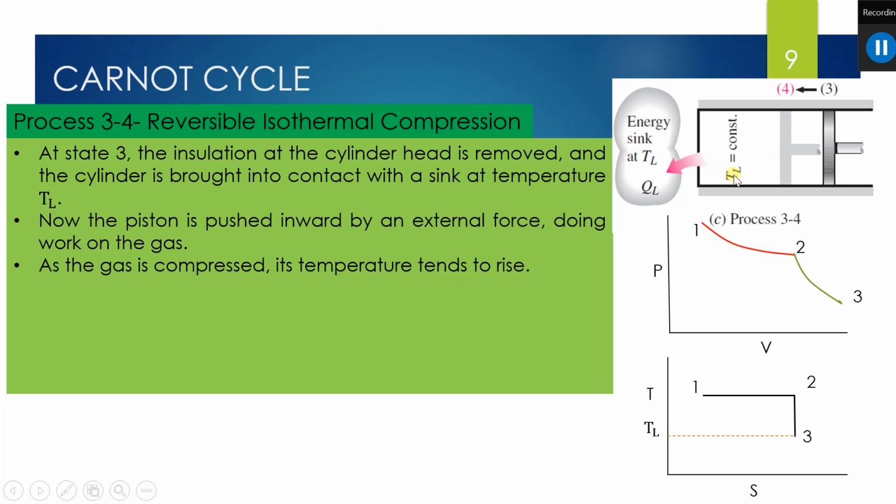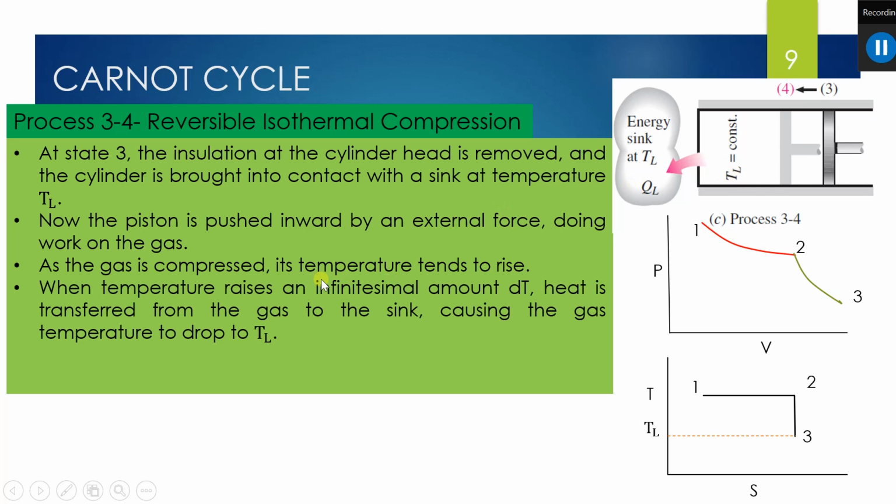The temperature tends to rise, and when the temperature rises an infinitesimally small amount dT, what happens? Heat is transferred from the system to the surroundings. Okay. When a small temperature difference dT occurs in this system, the temperature drop remains constant, and this system will be at temperature TL. Okay.